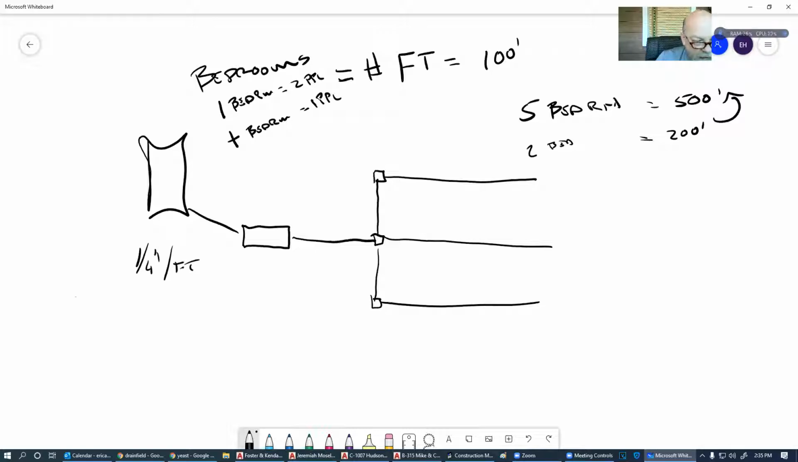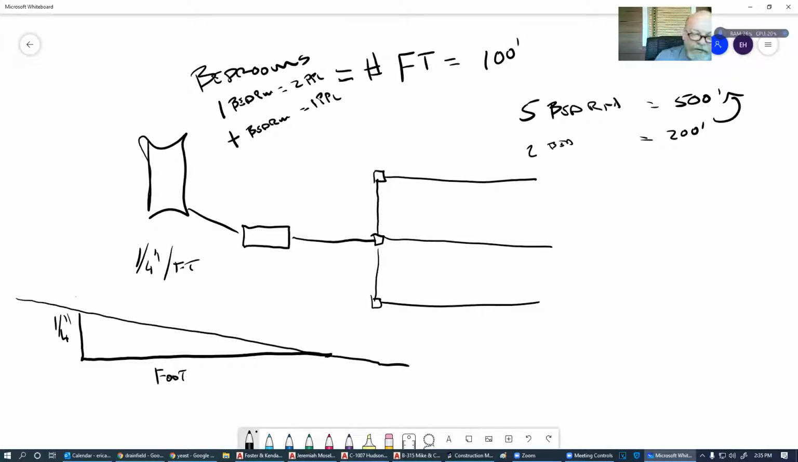That means that in 1 foot, this is 1/4 inch. Why did I put a half? I just said 1/4. 1/2 inch to nothing. This is 0. So it has to flow downward.